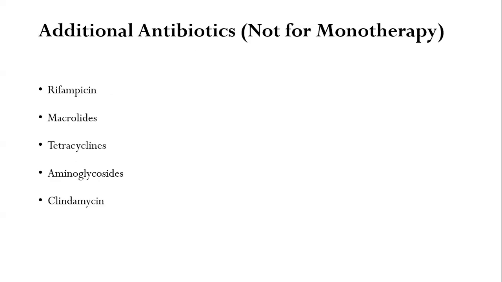The additional antibiotics, which should not be used as monotherapy but in combination with the first line agents, are rifampicin, macrolides, tetracyclines, aminoglycosides, and clindamycin. So remember, this should not be used as monotherapy for the treatment of MRSA infections. They should always be combined with the first line agents.